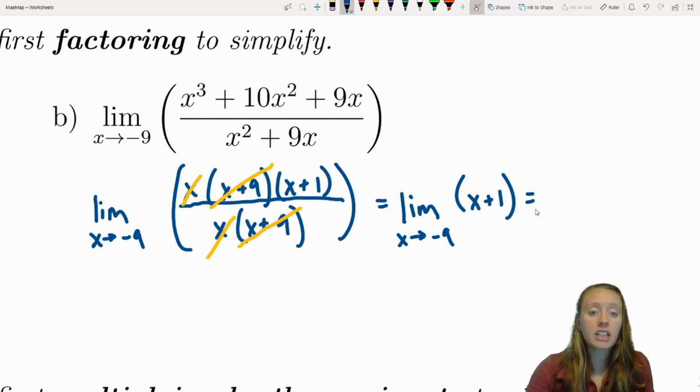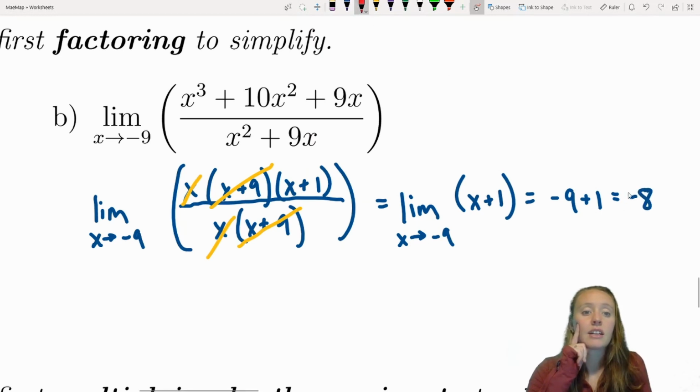Now I have a linear function, or a polynomial, so I'll just plug negative 9 in to get negative 9 plus 1, which equals a negative 8. So negative 8 is my solution in part B.